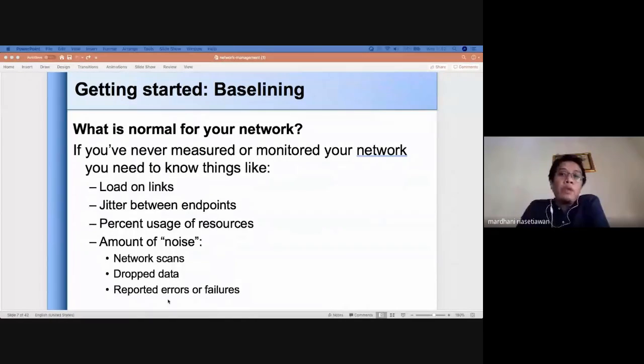So for example, in one day, in MIPA, the fifth floor has no connection, but the rest of the floors have connection. So maybe the problem is because the switch or the router on the fifth floor has a problem in the power supply, and so on. So we need to have that report. Yeah, so that will be an issue of network management too.